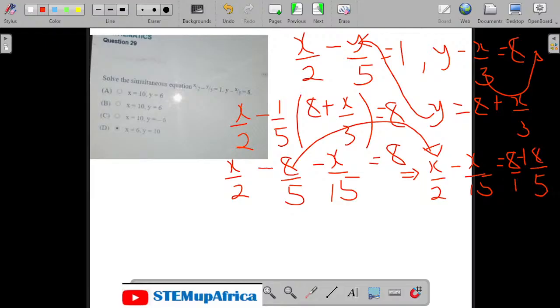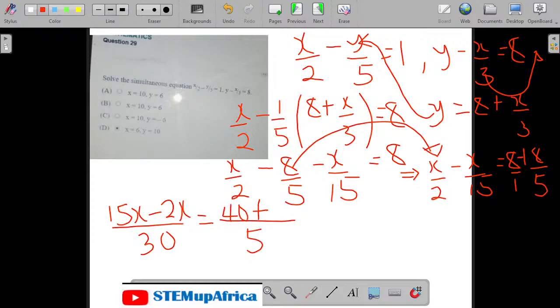Then 8 is over 1. I can take the LCM on the right hand side, and also take the LCM on the left hand side. The LCM on the left hand side, of 2 and 15, is 30. So 30 into 2 is 15, 15 times x, that will give us 15x, minus 2x. I also take the LCM on the right hand side, which is 5. 5 into 1 is 5, times 8, that will give us 40, plus 5 into 5 is 1, 1 times 8 is 8.